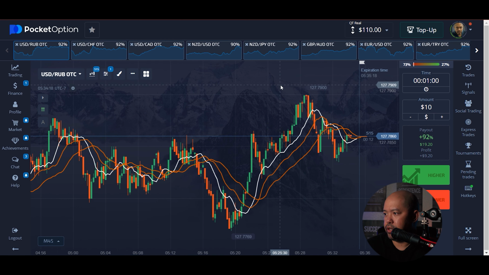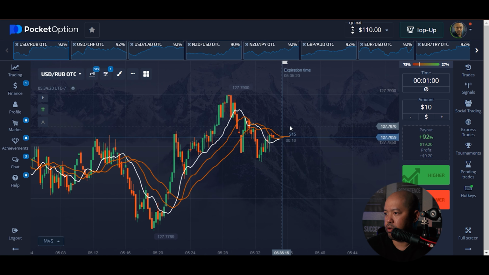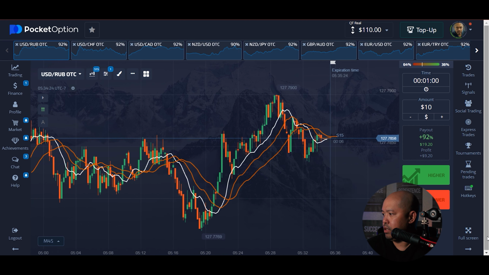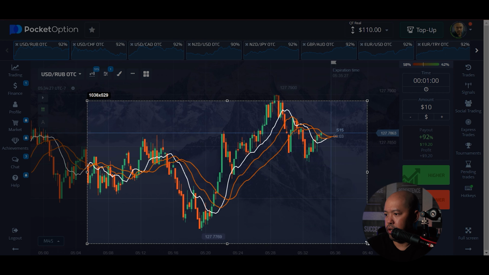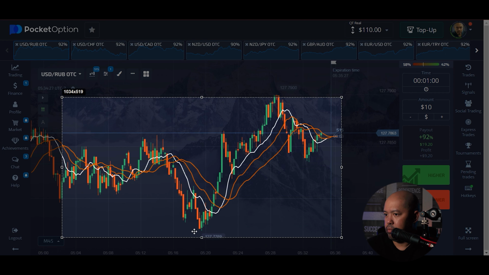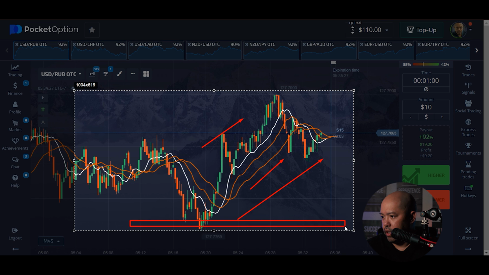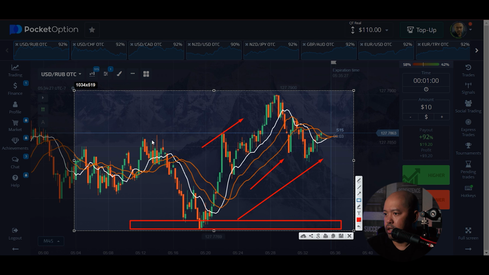I think I have something good here. Now I'm going to wait for the cross, as I said, but this is an uptrend, because you got the price going upwards, and then you got the moving averages going up. And then you have a support zone here, right? So you got also the higher highs right here, higher highs, higher highs.